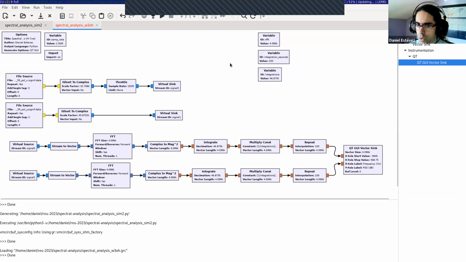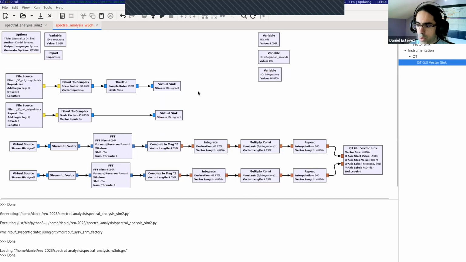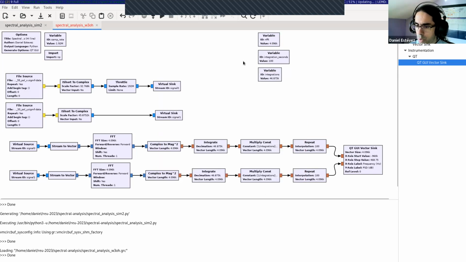And we don't want to wait for 100 seconds for the plot to update. So I'm simulating playback at 100 times faster than real time, and then the plot will update every second. And the rest is pretty much what we saw. The FFT size is only 4,096 points because, as we will see, we don't need very fine resolution.